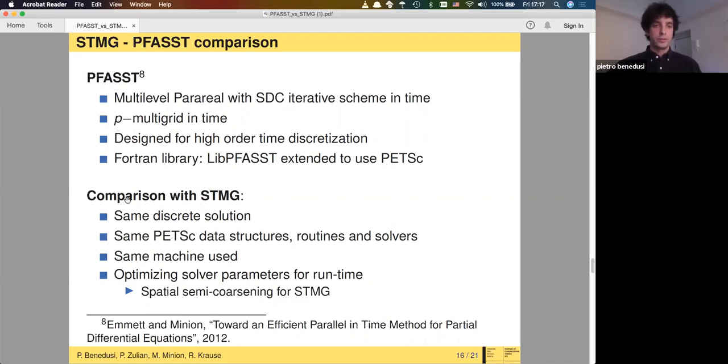So when I compare the two methods, I always consider the same discrete solution, so they actually produce the same thing. As I said, they all use Betsy data structures, routines, and solvers, and use the same machine. And I tried to optimize solver parameters for runtime for both solvers.